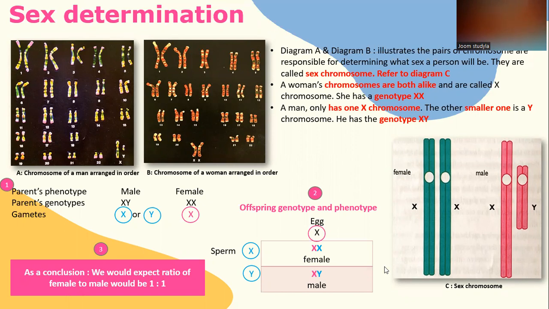Refer to diagram C. A woman's chromosomes are both alike and are called X chromosomes, and she has the genotype XX. A man only has one X chromosome. The other, smaller one is a Y chromosome. So he has genotype XY.